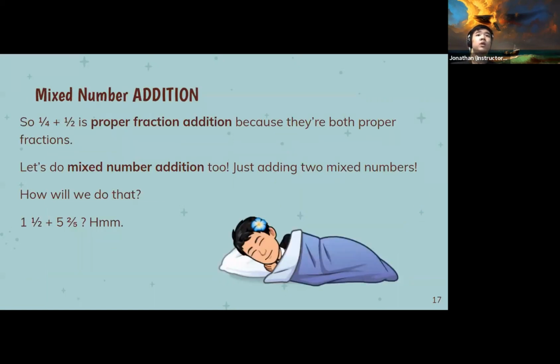So mixed number addition. This is where you can make a lot of time optimization, which basically means you can get a lot faster at math. For instance, 1/4 plus 1/2 is proper fraction addition, right? Because they're both proper fractions. What about mixed number addition? We just add two mixed numbers. So how do we do that? 1 and 1/2 plus 5 and 2/5.